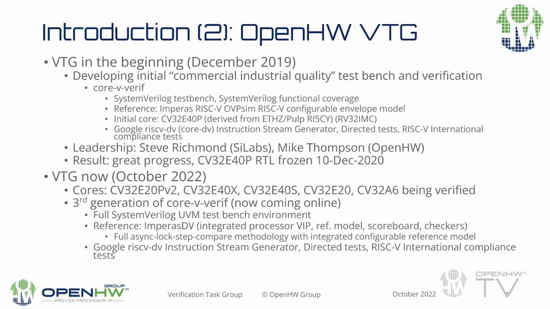So, about a year on, if we look at where we are now in October 22, there are five cores being developed and verified. And we have the third generation of CORE-VERIF, which is just coming online, which is full UVM, full SystemVerilog. It uses an evolution of the Imperas technologies, Imperas DV, which includes verification IP as well as the reference model.